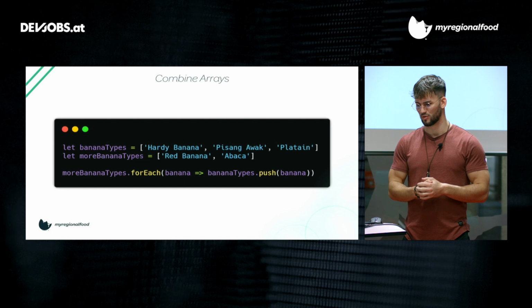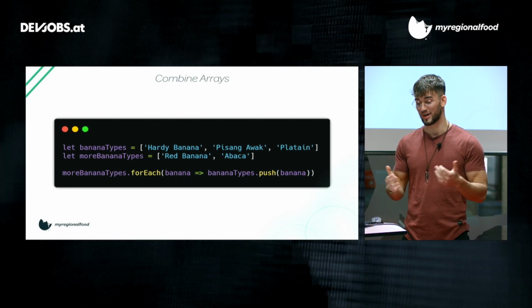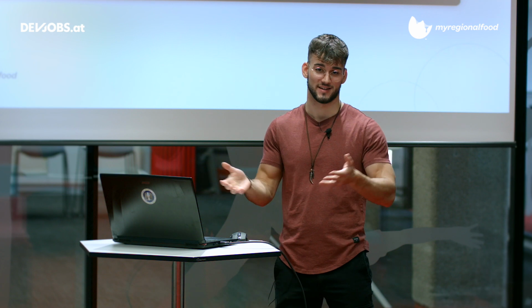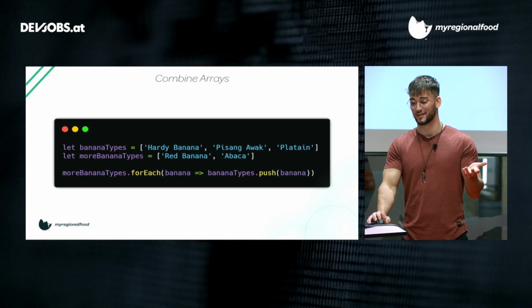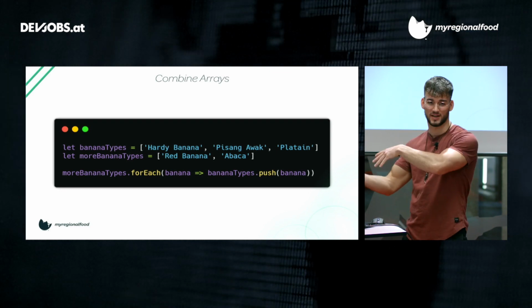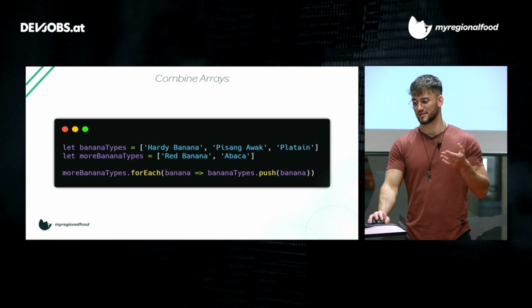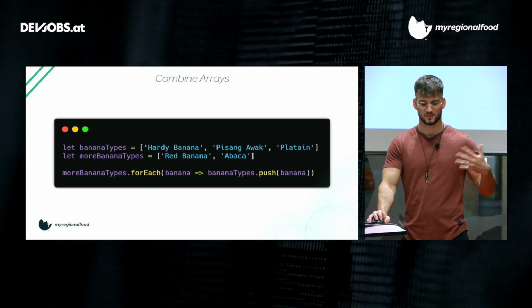You can also use it to put together 2 arrays or more. So for example, you have banana types. By the way, bananas actually have different kinds. I googled it. It's amazing. There are red bananas, which are obviously red, which is cool. So you can iterate over the array of more bananas, and for each banana you push it to the other banana types, which is already a bit simpler than the usual loops.